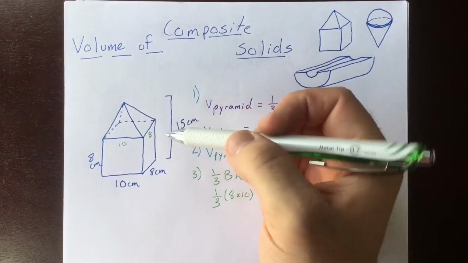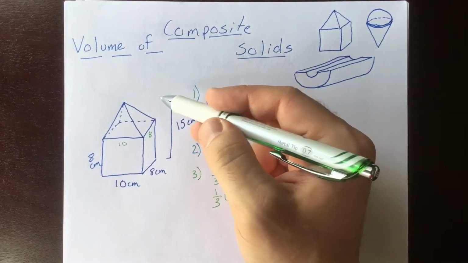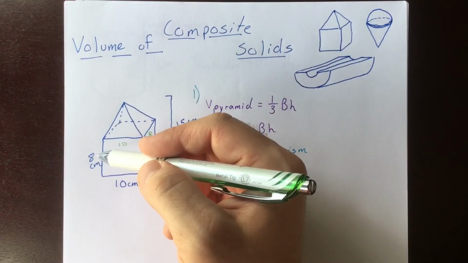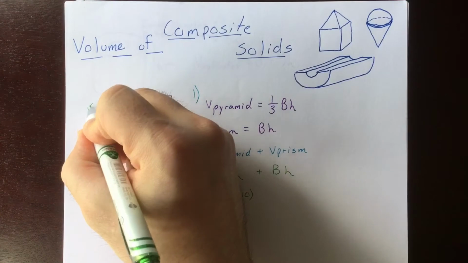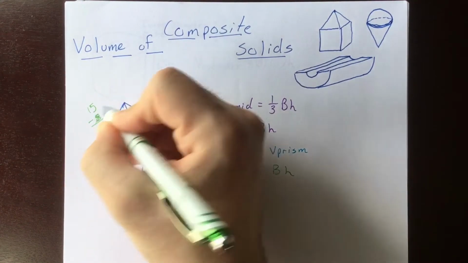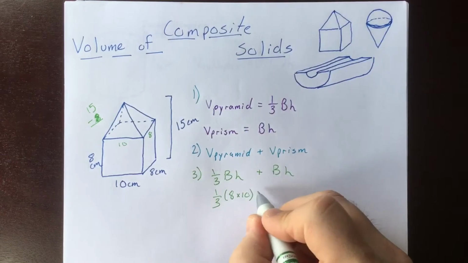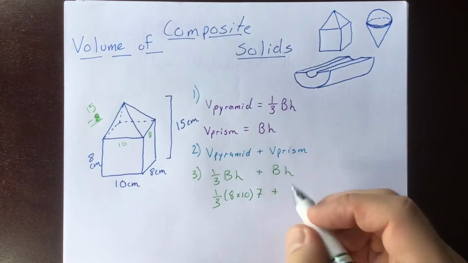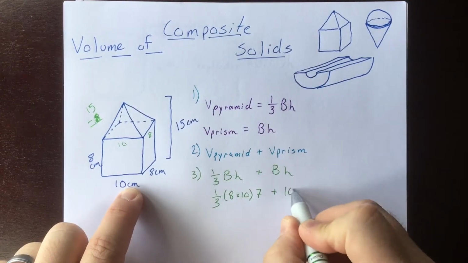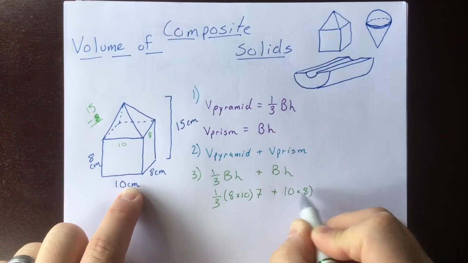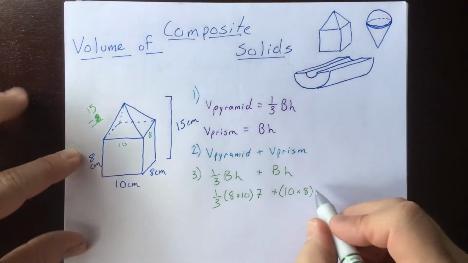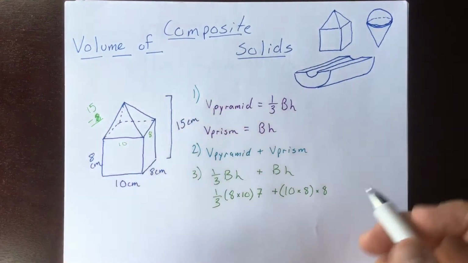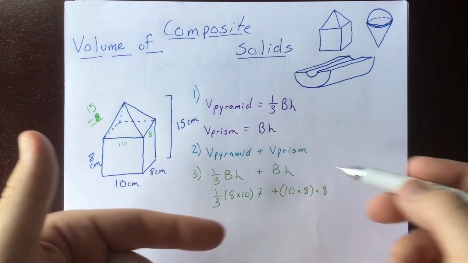And then the height of the pyramid, be careful here because the 15, according to this bracket, is the entire height. So knowing that the height of the prism is only 8, we could argue that the height of the pyramid is going to be 7. All right, so then we're going to add to that value the area of the base for the prism, which is again 10 times 8. And then the height of the prism, which is 8. So we have this. We don't need to modify it in the formulas.